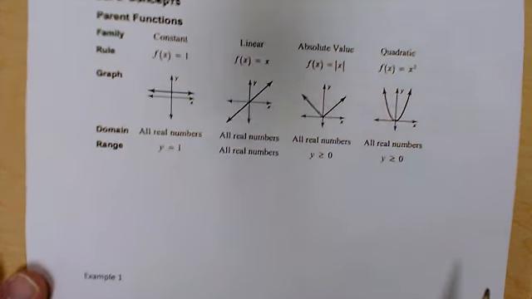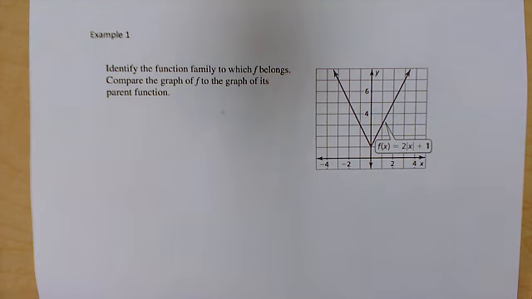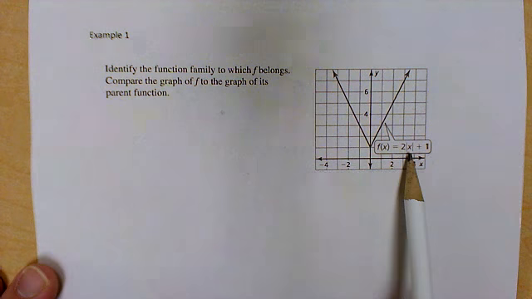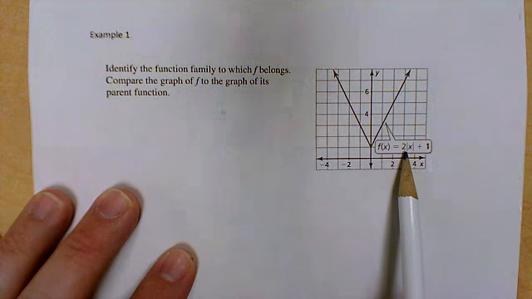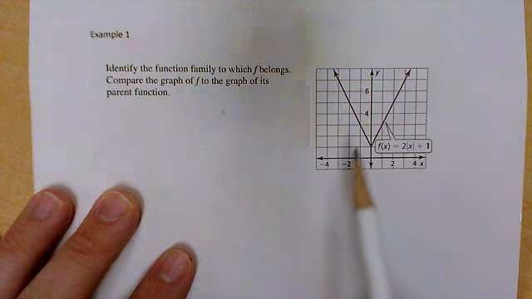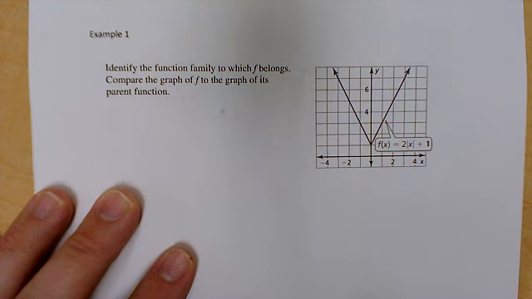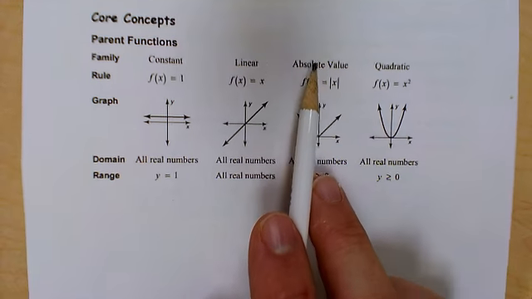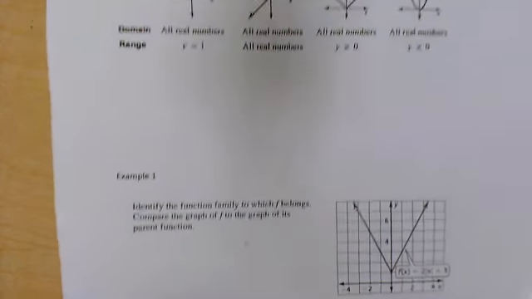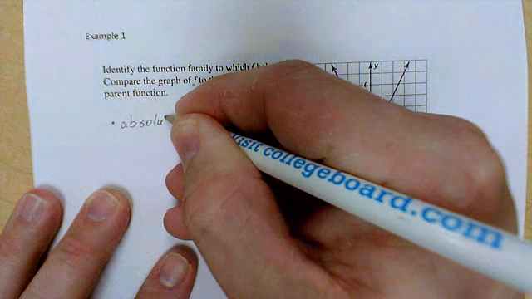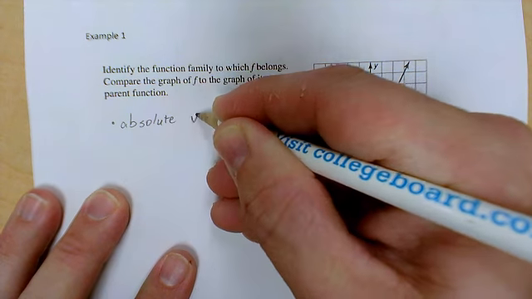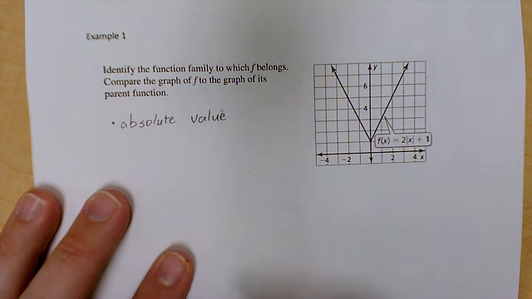All right, now moving into example 1, what we're going to do here is we're going to identify the family that this function belongs to and compare it to its parent function. So we're going to describe it as a transformation. Now, what's going on here is we're going to see that there's an absolute value inside the function. Also, the shape is a V. V for value is how I always say to remember it. So this is going to reference back to the absolute value function. So that's going to be my first answer. It's in the absolute value family.